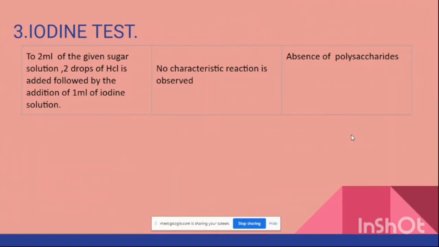And next test is the iodine test. To 2 ml of the given sugar solution, 2 drops of HCl is added, followed by the addition of 1 ml of iodine solution. If no characteristic reaction is observed, that means it is the absence of polysaccharides.